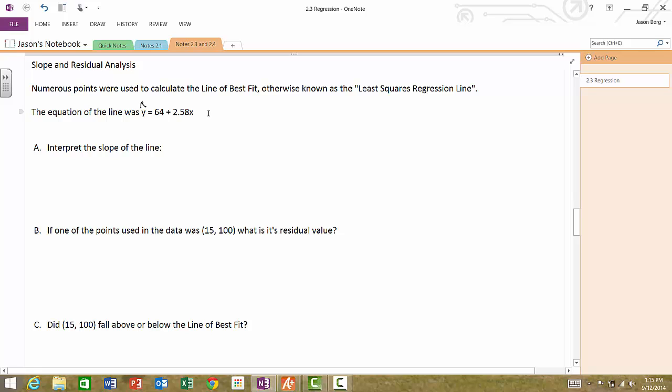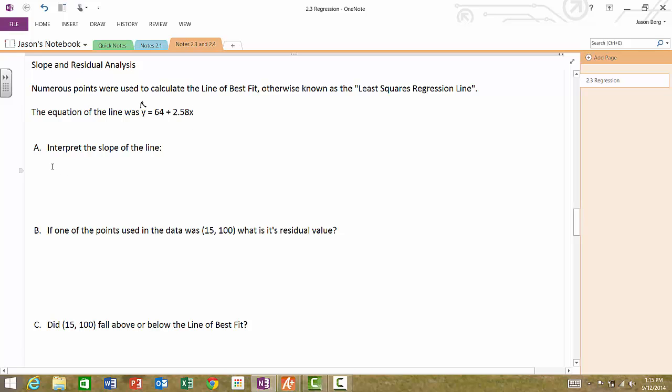Okay, now we have to interpret the slope of the line. This is a common question that most of you will get wrong, and it's not because you're not sure how to analyze the slope. It's because you're going to leave out one very important word. So I'm going to highlight it and bold it and underline it and maybe even italicize it, so hopefully you can emphasize what it needs to be.